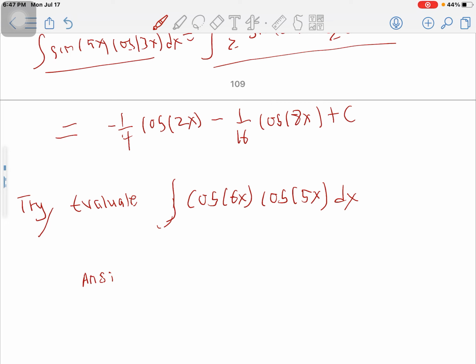Please try your hands on it, and when you are done, you can check your answer over here. At the end of the day, you are supposed to get 1 over 2 sine of x plus 1 over 22 sine of 11x plus c. This is what you are supposed to get. So please pause the video and work on this example.